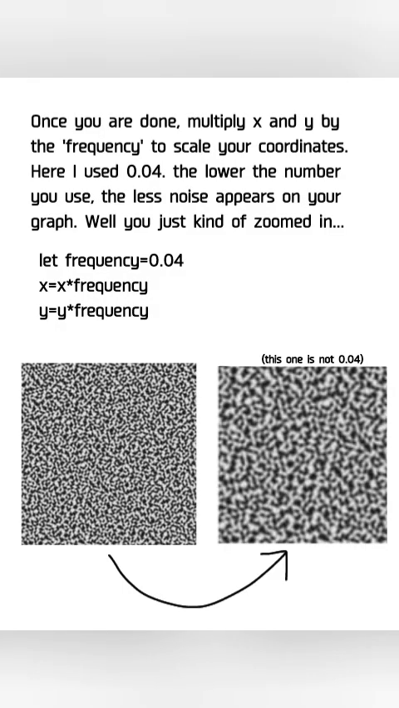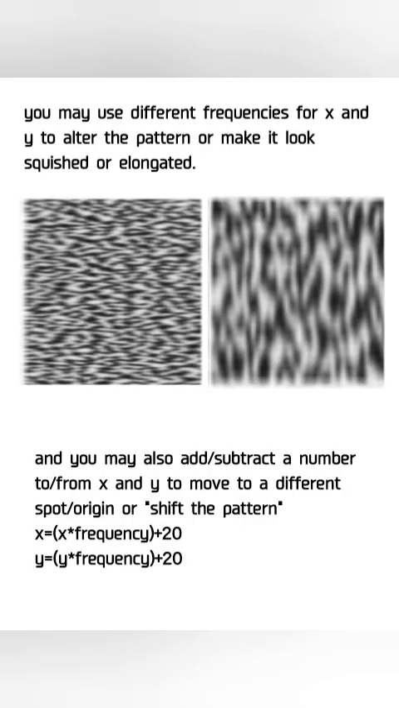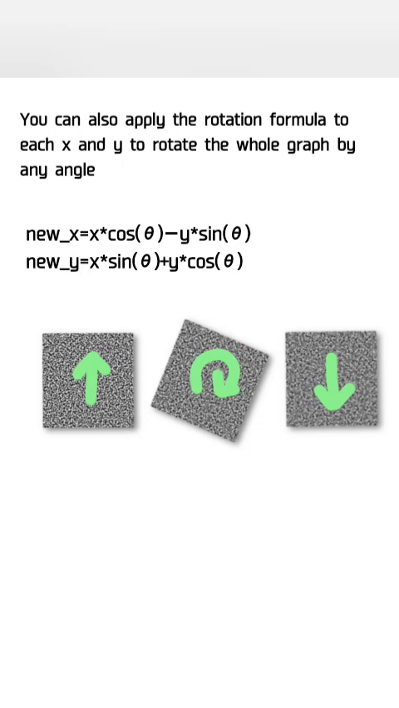To lower the noise in your graph, multiply x and y by the frequency that you want. You may use different frequencies for x and y to alter the pattern or make it look squished or elongated. You can also add or subtract a number from your x and y to move the origin of your graph to a different point.